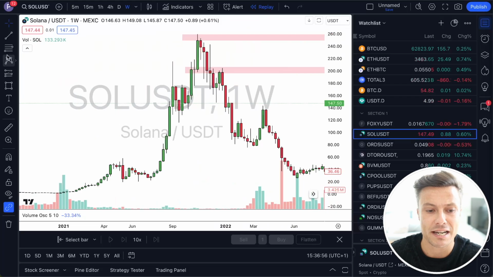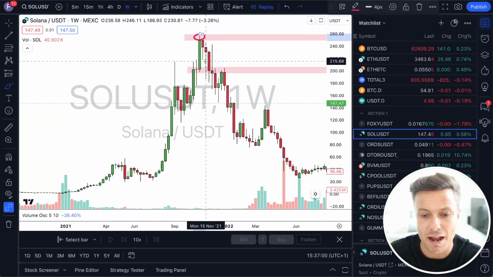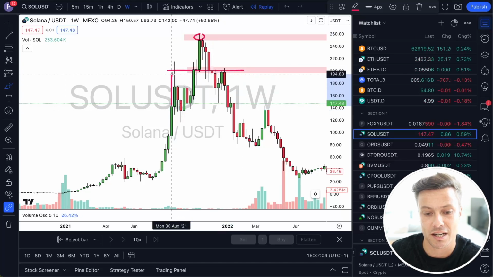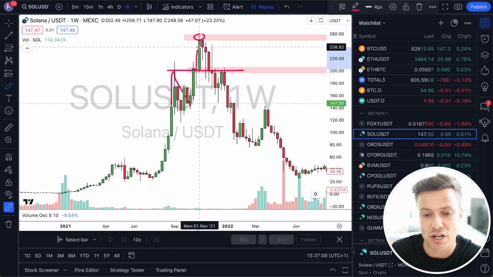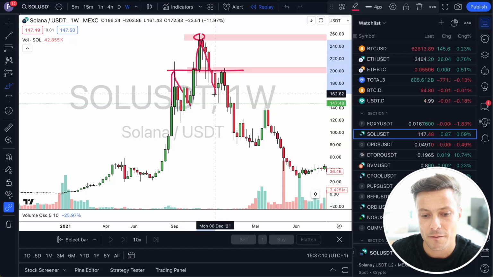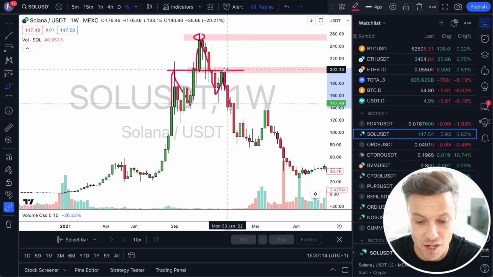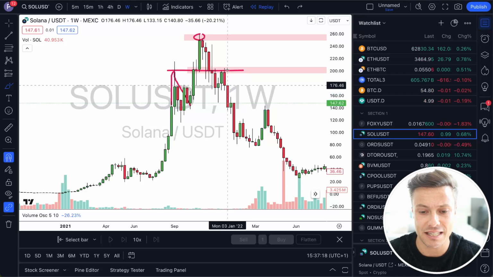Now, in order to identify the resistance zones, we simply are looking for the tops, and we're looking at areas where the price might have changed direction. So previously you see Solana runs up here, pulls back down. It finds resistance again, eventually it breaks through, it comes down, and then it finds resistance here and pulls back down. This resistance zone was formed back in January of 2022 and is still current to this day.